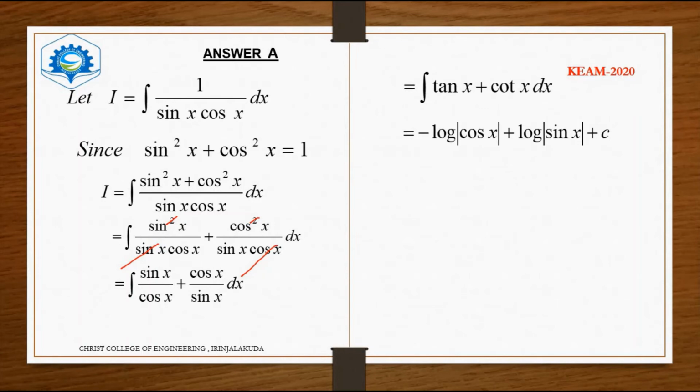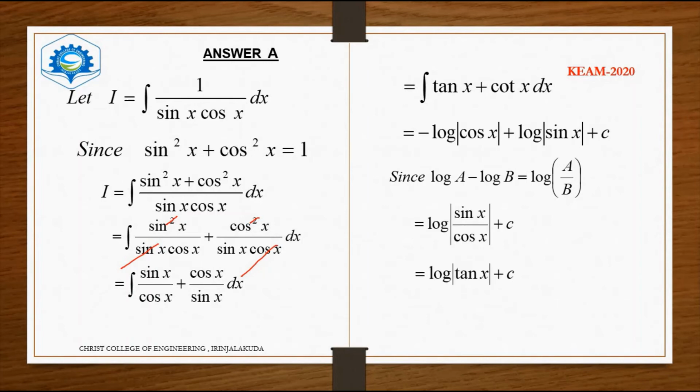Now, this is not one of our options in the question. That means we may have to simplify that further. Now, make use of the rule log a minus log b, which is log of a by b. So you will be getting log of mod sin x by cos x plus c, which is log of tan x plus c, and this will be your answer.